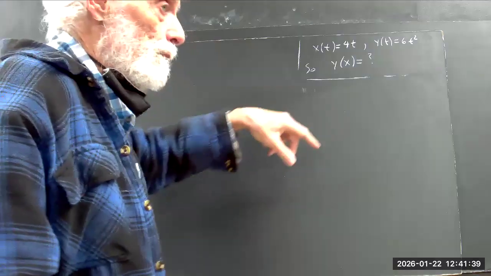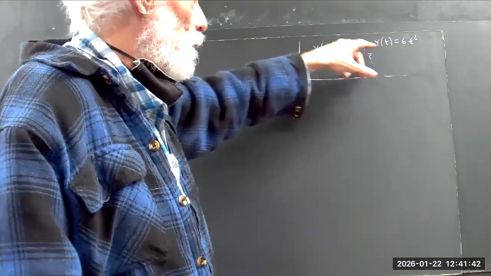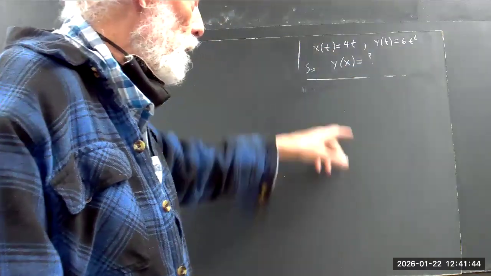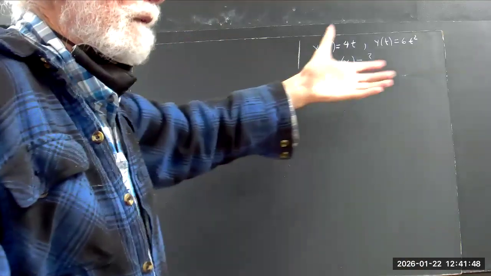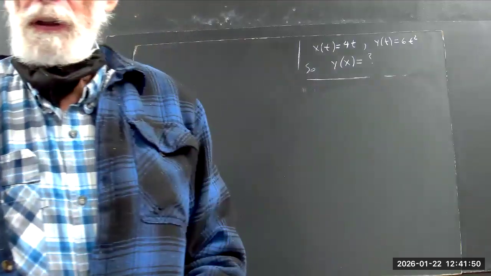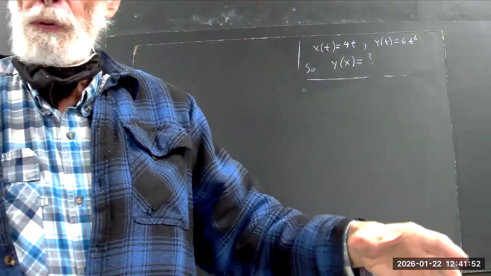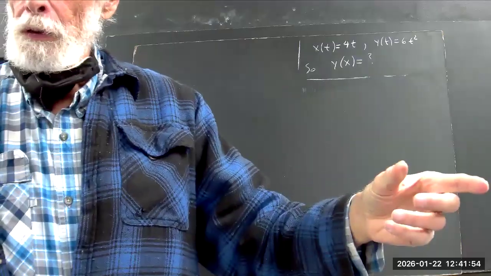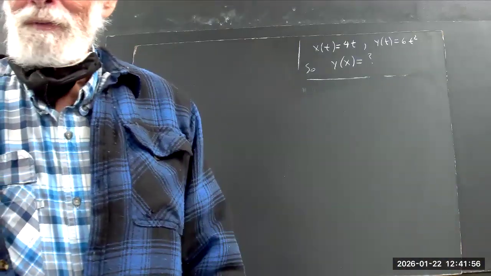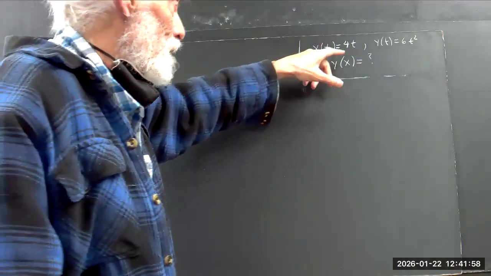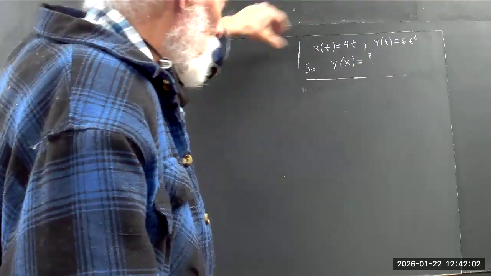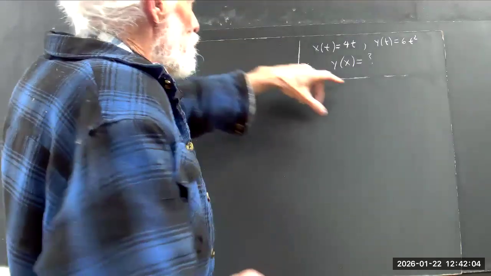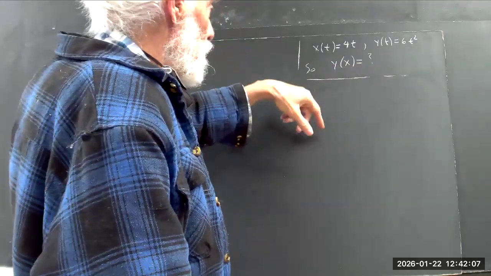Okay, so we started with the problem, x of t equals 4t, y of t equals 6t squared. So what's y of x? Well, the general way to express y in terms of x, when x and y are both in terms of a parameter t, is to solve for t and then substitute. So we're trying to get y as a function of x.